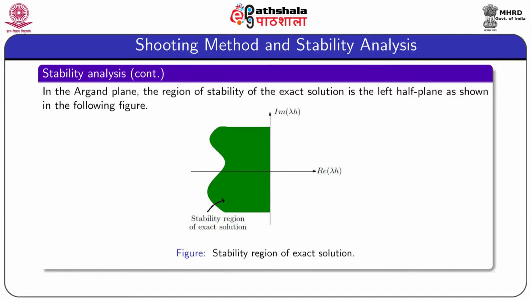In this diagram, the stability region for the exact solution is shown by the green region. That means the stability region for the exact solution is the left half part of the imaginary axis, Im lambda h, and within this region the exact solution remains bounded for any value of lambda h, where lambda h lies in this region.